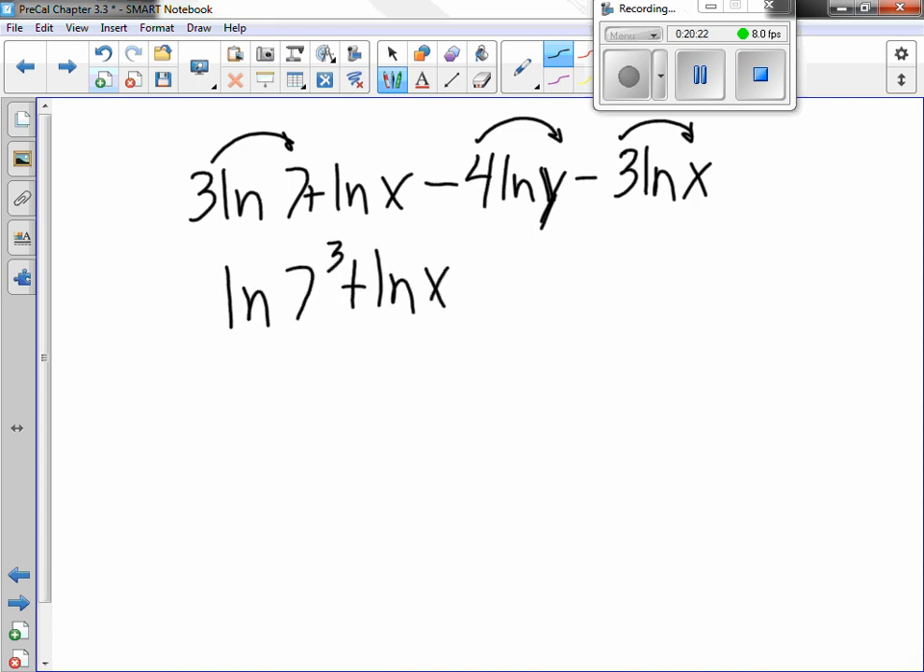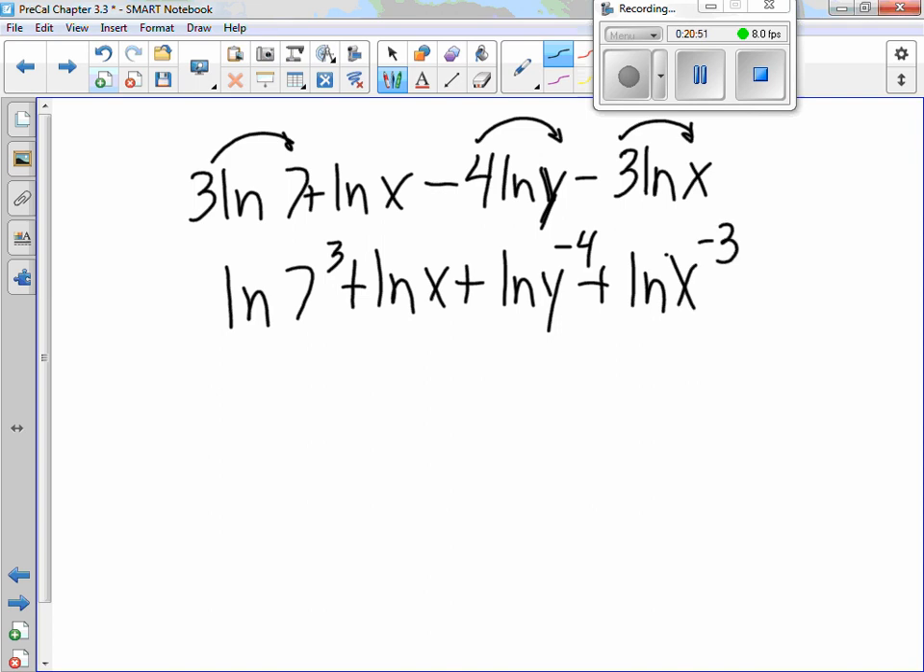ln of x. Now, how do we want to move the 4? Do we want to move the 4 up or the negative 4? We can do negative 4. There's nothing wrong with that, because that would give me ln of y to the negative 4, yes? What would the sign be? Positive. Since I pulled the negative out, it's going to be positive. And we can do the same thing with the negative 3.